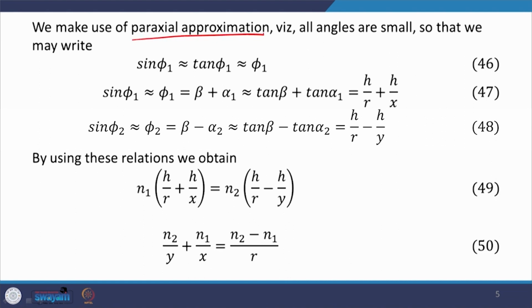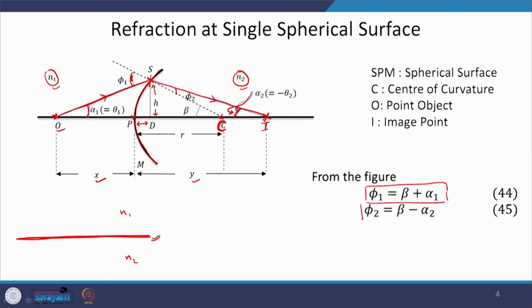Once this is known, we will now exercise the paraxial approximation. What is the paraxial approximation? The paraxial approximation says that we will consider only those rays which are very close to the principal axis of the system, or the axis of the system. And what is the axis of the system? The axis of the system is this axis of symmetry, represented by this dark line, the OCI line or OI line. If we consider only the rays which are very close to this line, in that case alpha 1 would be very small. Similarly, alpha 2 would also be very small.